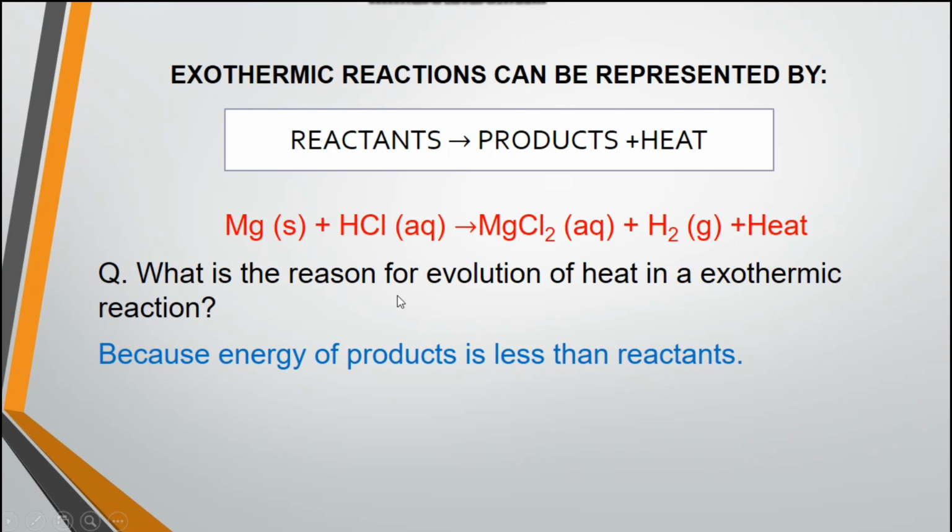What is the reason for the evolution of heat in an exothermic reaction? Now the heat is lost in an exothermic reaction. We are saying in an exothermic reaction the heat is lost or given out. What is the reason for this? The reason is that the energy of the reactants is greater than the energy of the products. Because of this only, the heat is given out.